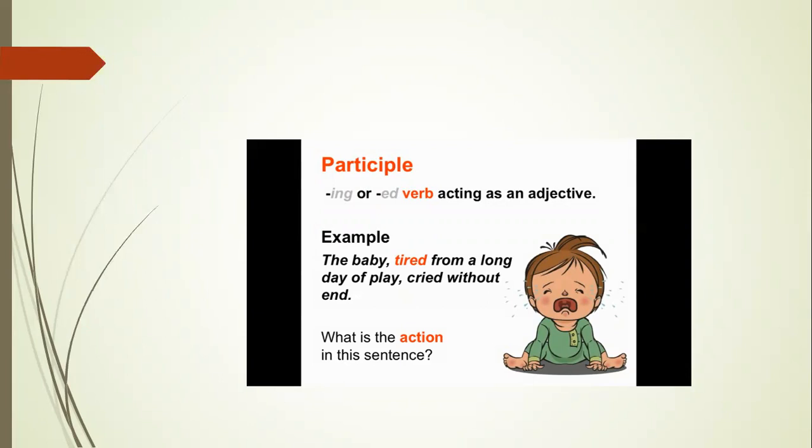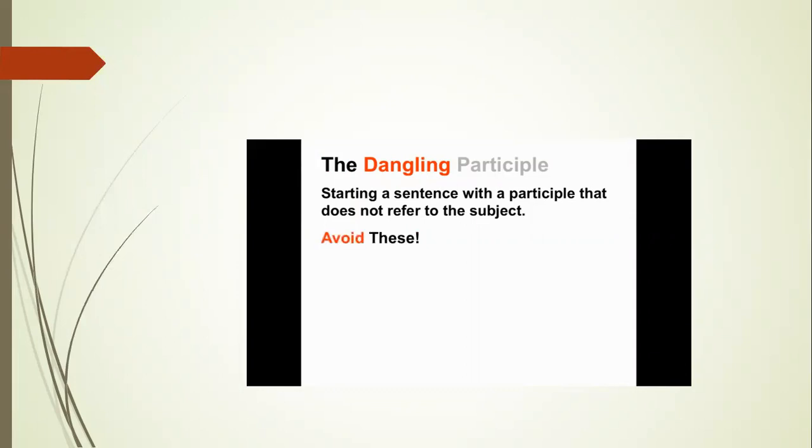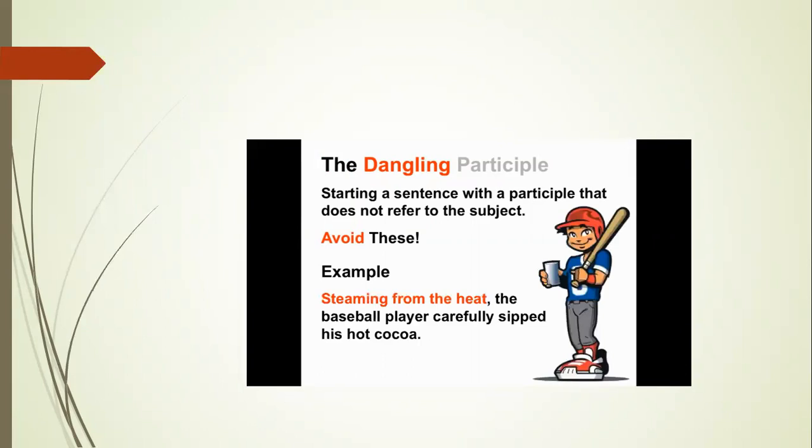Since we're talking about participles, now is a great time to mention the infamous dangling participle. A dangling participle is when you start a sentence with a participle that does not refer to the subject. Participles don't always have to refer to the subject, but when you start a sentence with one, they do. So avoid using dangling participles. They will create glaring errors in meaning. Here's an example of a dangling participle. Steaming from the heat, the baseball player carefully sipped his hot cocoa.